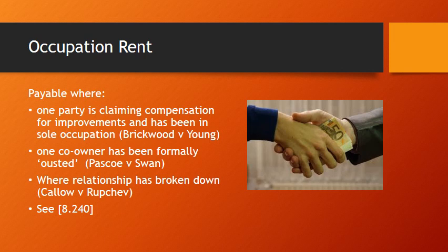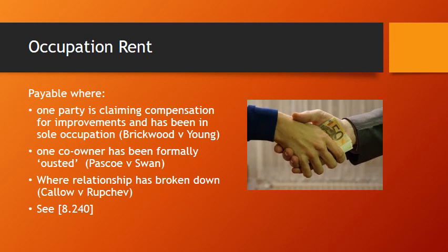Finally, there's a third situation which is interesting, and that is a situation where a New South Wales court found in the case of Kello and Lupchev that a relationship might have broken down between the co-owners, and in such a case, the court says, well, this is not really an ouster, but it might be a separate independent ground on which the court can compensate an owner for the exclusive use of the property by another owner.